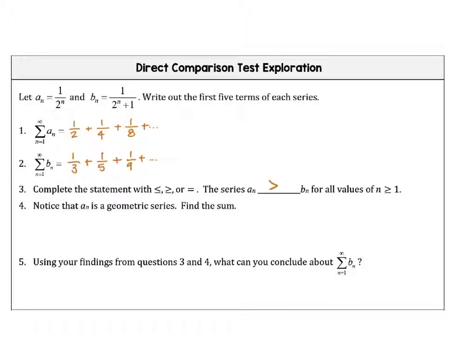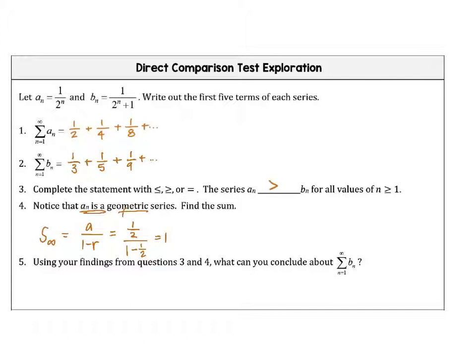And so notice that too in part 4, then we can go ahead and find that A sub n is a geometric sum or a geometric series, and we can find the sum here. And again, that formula is your first term over 1 minus your ratio. And so we're going to have 1/2 over 1 minus a half. And so that sum is going to be 1.